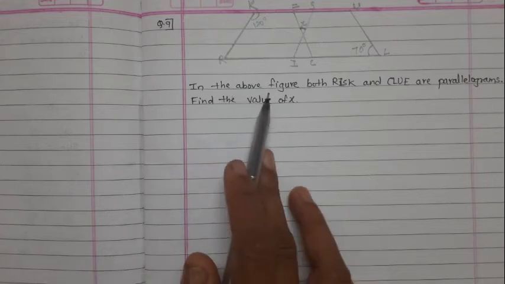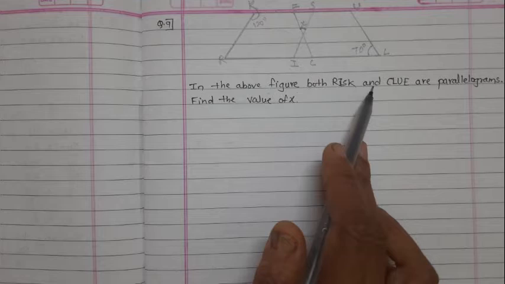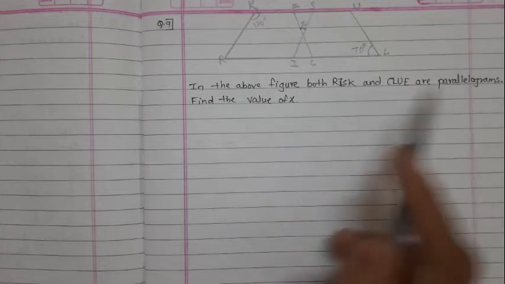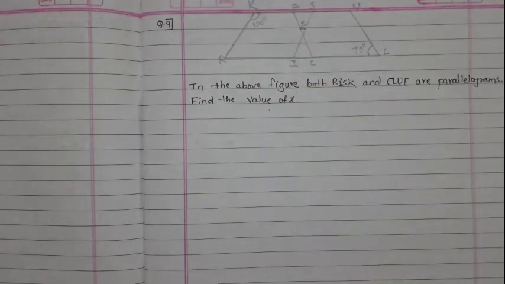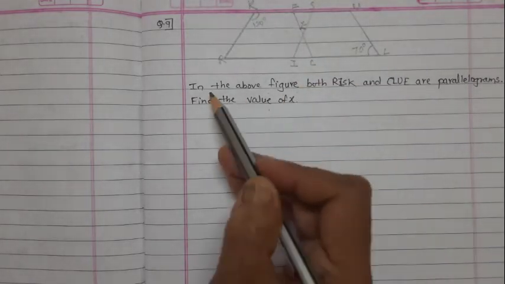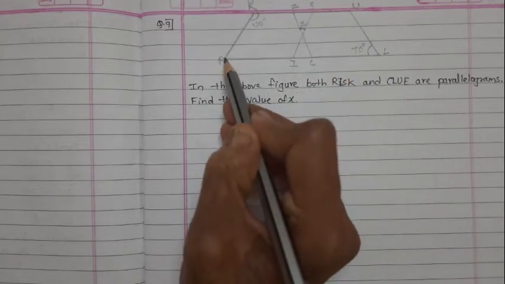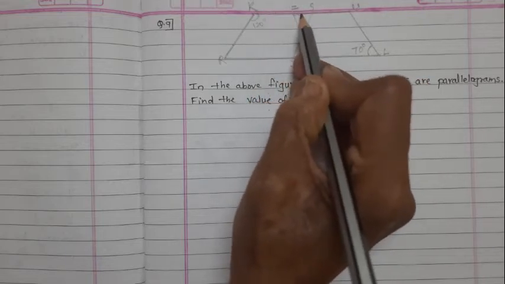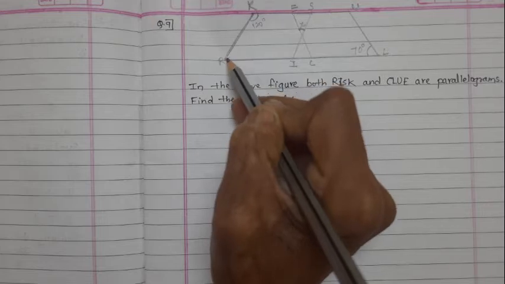Let's solve question number 9. In the above figure, both RISK and CLUE are parallelograms. Find the value of x. Then we have to find the value of this x. Now see what is given in the above figure. RISK, now which figure? RISK means this figure. Okay, this is a parallelogram.